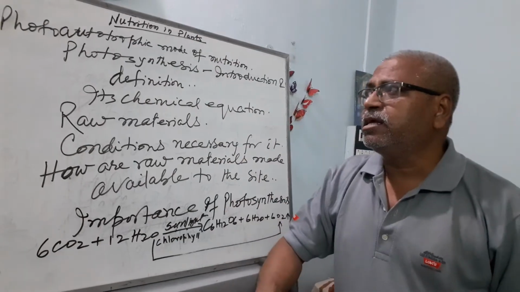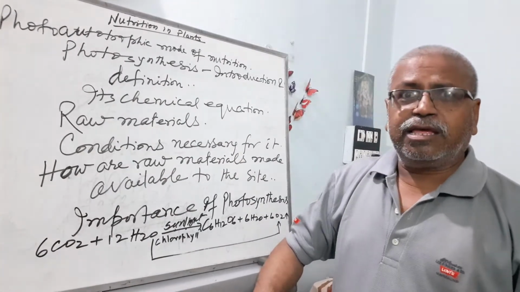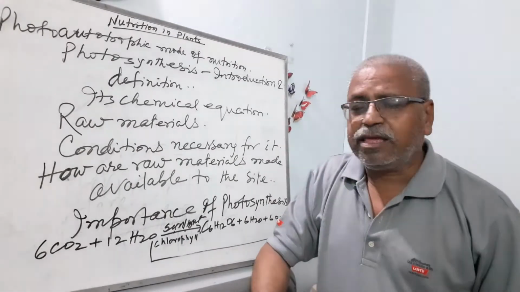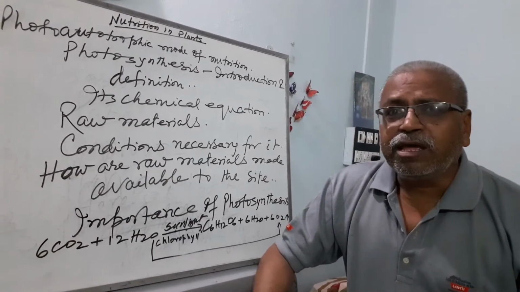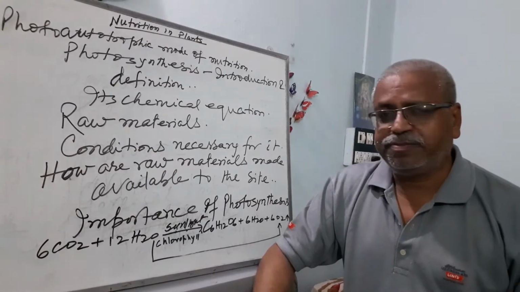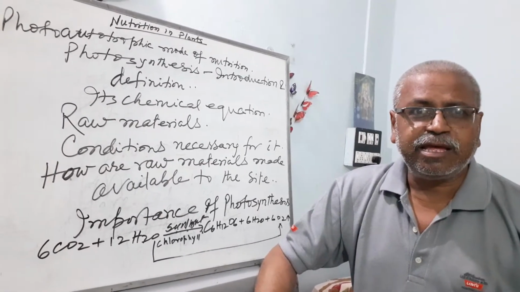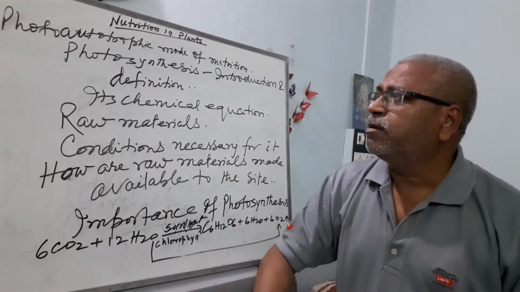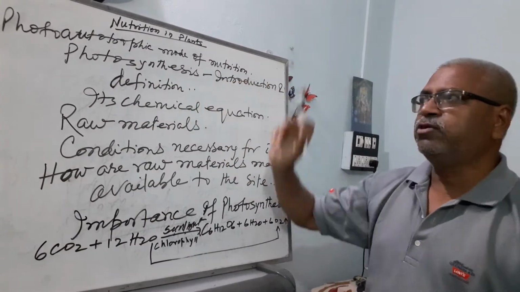In plants, how does nutrition occur? First question is, what is the mode of nutrition in plants? It is the photosynthetic mode of nutrition. In this way, you can say that plants perform photoautotrophic mode of nutrition.